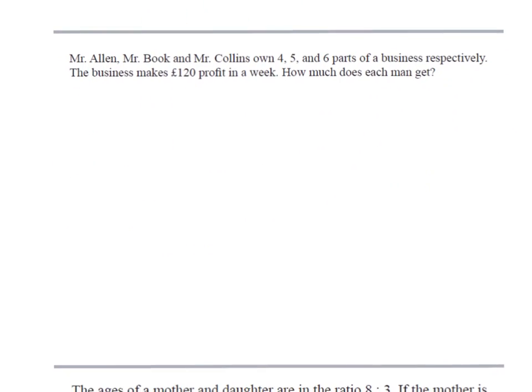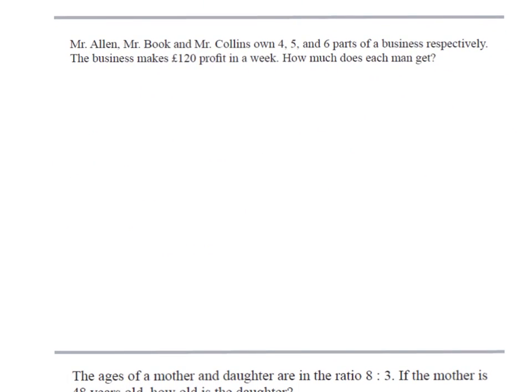Second one, Mr. Allen, Mr. Buck, and Mr. Collins own 4, 5, and 6 parts of a business respectively. So that's going to be a ratio 4 to 5 to 6. The business makes £120 profit in a week. How much does each man get? So again, £120 is the total profit. So we are looking for a total again.